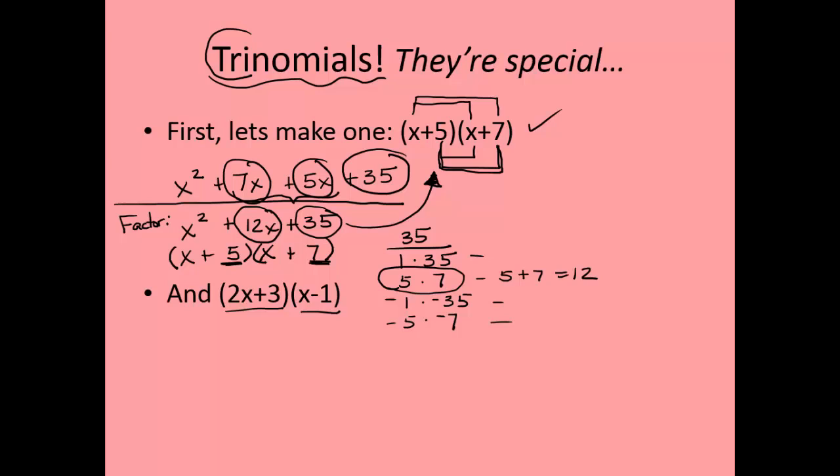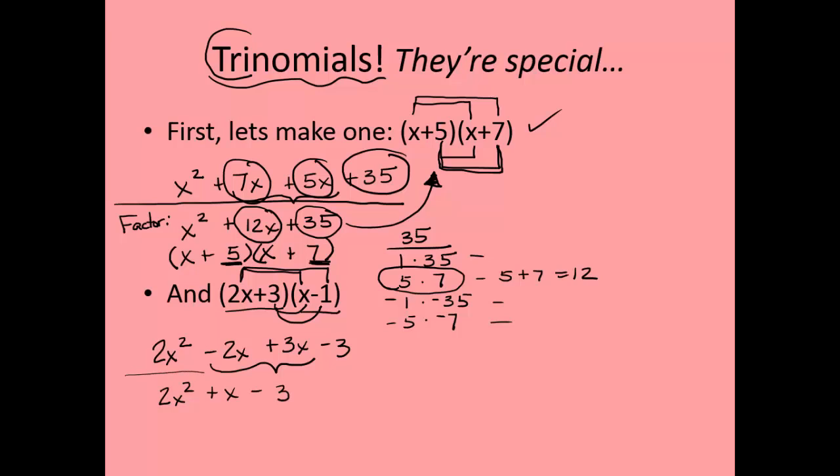So remember, we have to do our 4 products because we've got 2 things times 2 things. So 2x times x makes 2x squared. 2x times -1 makes -2x. And then we multiply by 3. 3 times x is positive 3x. And 3 times -1 is -3. Once again, these middle 2 terms are like terms, so we can combine them. So the total product is 2x squared plus 1x minus 3.